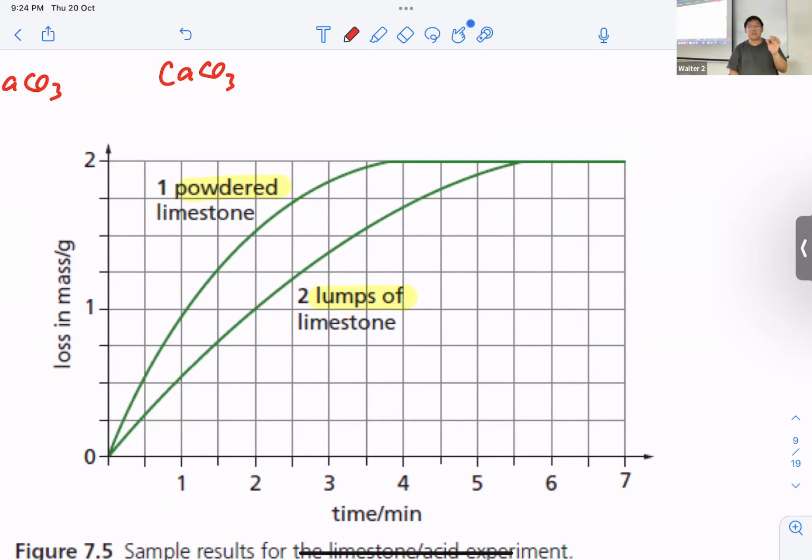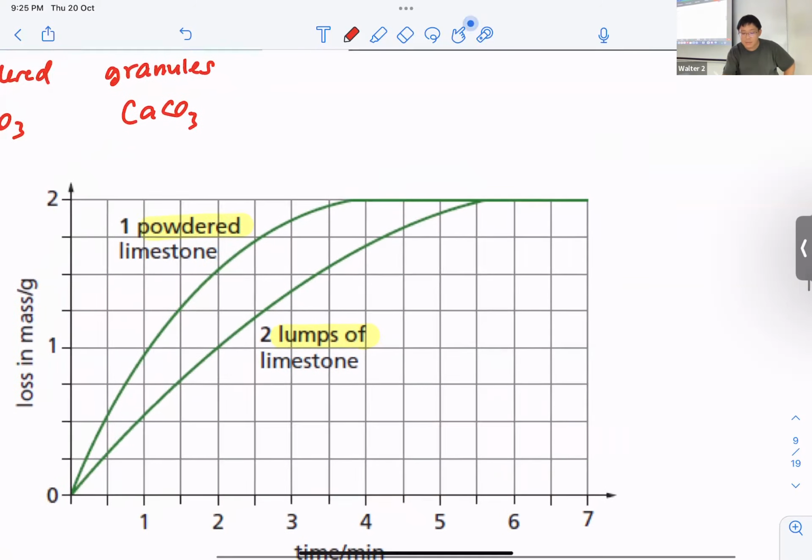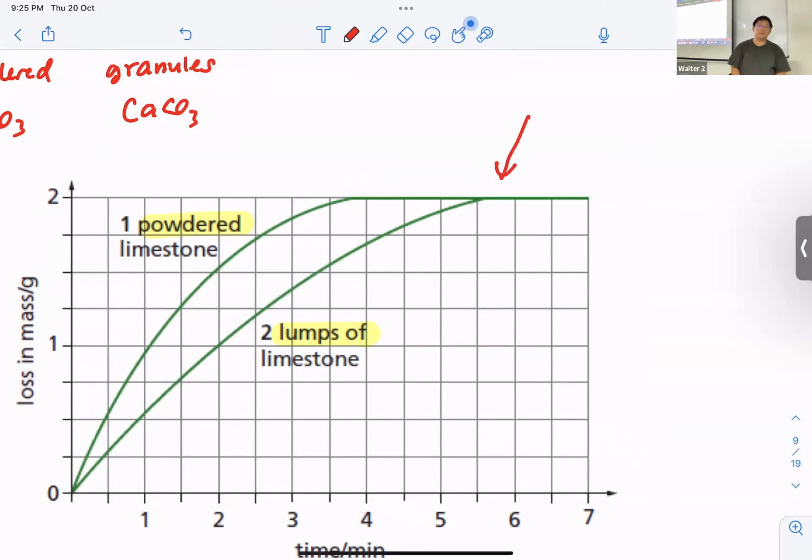So if they ask you to sketch a graph in the future, make sure that if this example comes out, you have the same amount of reactants and the same amount of products in the end, which means they will reach the flat point at the same level, but the one that has a higher rate of reaction will achieve it first compared to the other one.